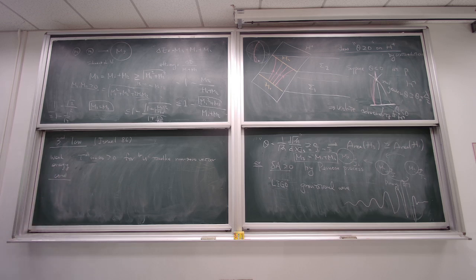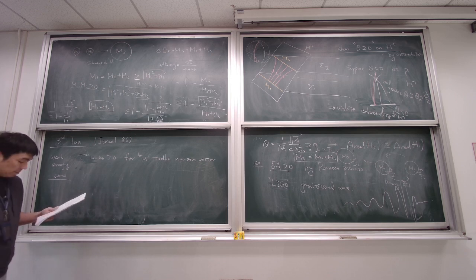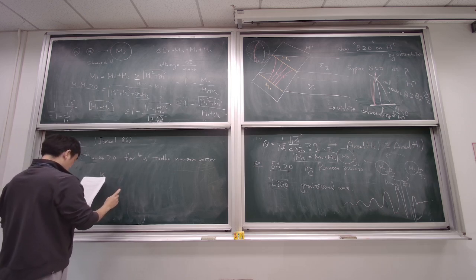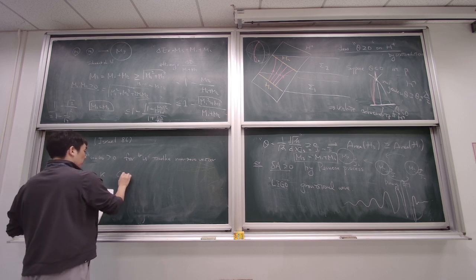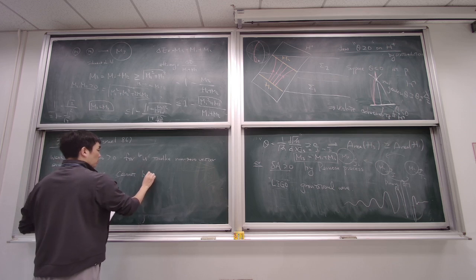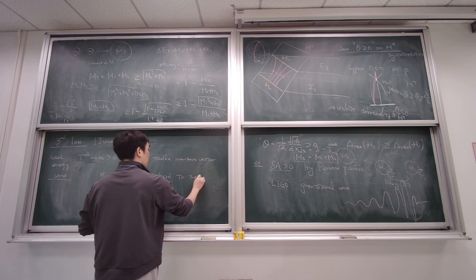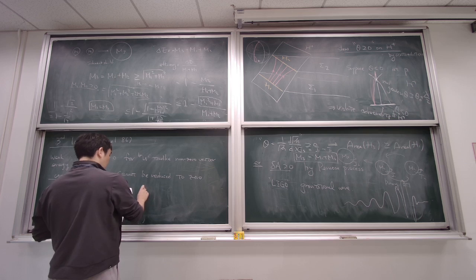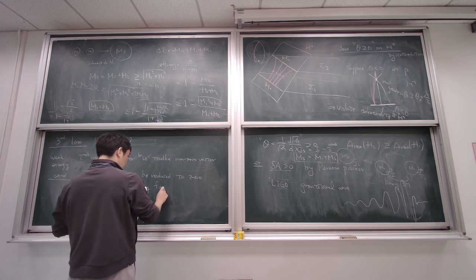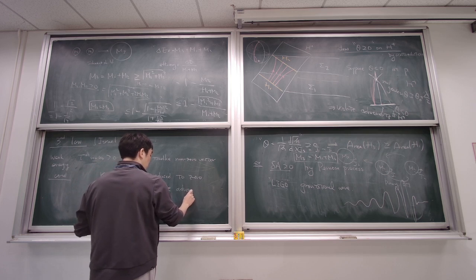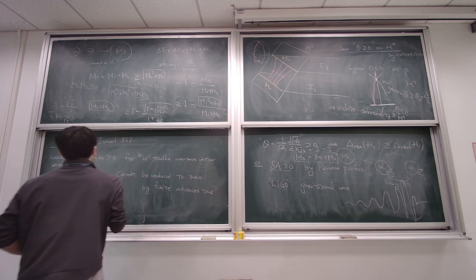Okay. Then the surface gravity of a black hole cannot be reduced to 0 by a finite advance time. So this is the theorem.